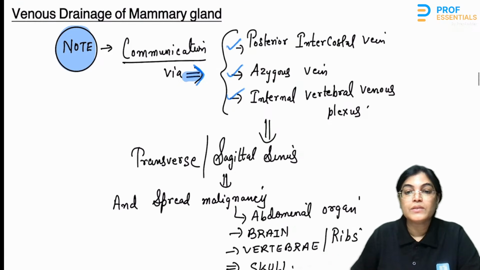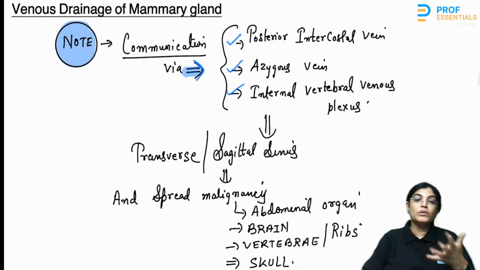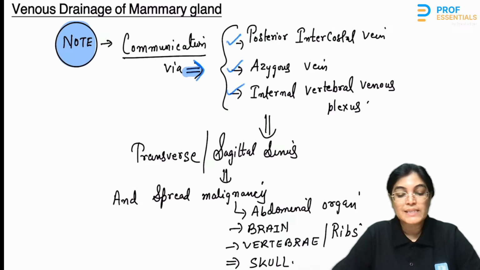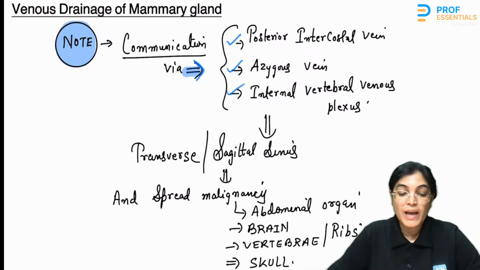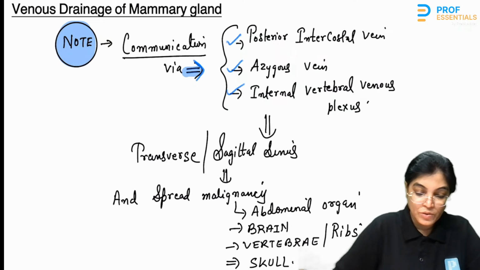Okay, so these are important sources of infection. These are important modes. So venous drainage says spread of infection can happen, and the malignant cell can form communication via the intercostal veins, posterior intercostal veins, azygous vein, internal vertebral venous plexus, and ultimately reach the brain also, which we have already known about the route. So my dear students, if you have got any doubt, please let me know.